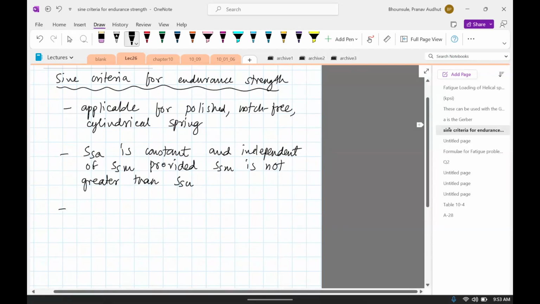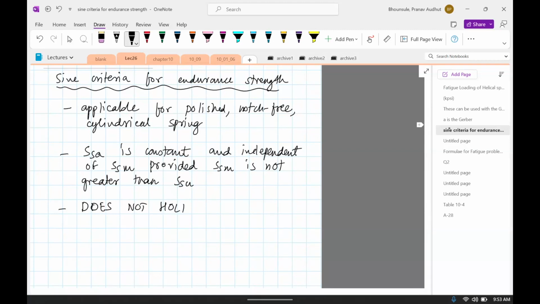Okay, and what is important is that this does not hold for specimens with notches and abrupt change in section. The second bullet point, the last word, is that SSA or SSU? SSU.